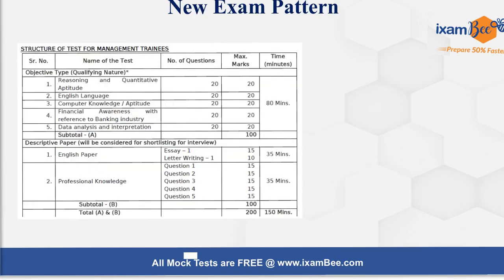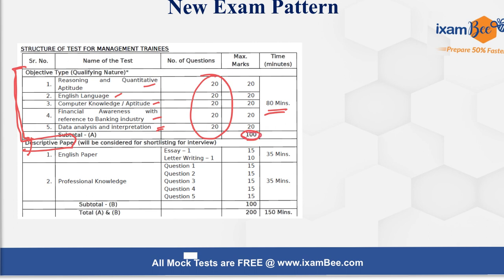If we see the pattern, you can see here that objective type questions would also be there, and then descriptive paper. So objective type: reasoning and quantitative aptitude, English language, computer knowledge, financial awareness, and data analysis and interpretation. You can see that 20 marks each, 20 questions each. So 100 marks, 100 questions, and 80 minutes. So composite time. It is not like for reasoning you have got 20 minutes and for English you have got 20 minutes. It is composite 80 minutes you will get, and you have to solve these 100 questions.